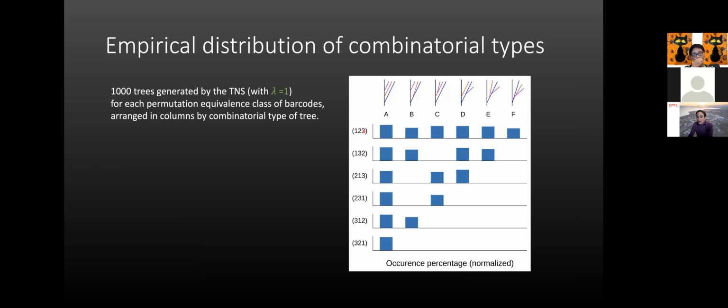And then based on this neuron synthesis algorithm, we say, well, what is the distribution of the different combinatorial types in the population? And what we see is that the topological neuron synthesis doesn't really have a very strong preference, maybe a slight preference for this type. If you look at here, any combinatorial type was realizable in principle, and each one is realized, and it's a more or less uniform distribution. So at least when lambda equals 1, it's quite a uniform distribution of the trees you would get by applying topological neuron synthesis.